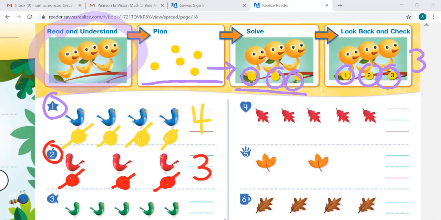Okay, let's go to number 3. We're going to put counters for each bird. So the counters represent the birds. So each counter represents 1 bird, right? All right, let's count them together. 1, 2, 3, 4, 5. So we have 5 birds.